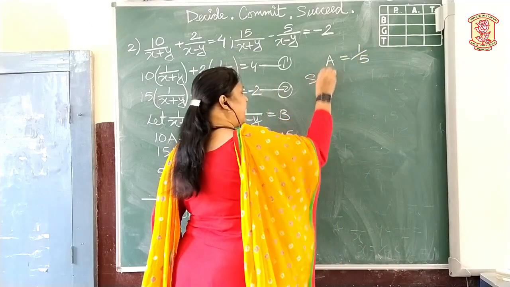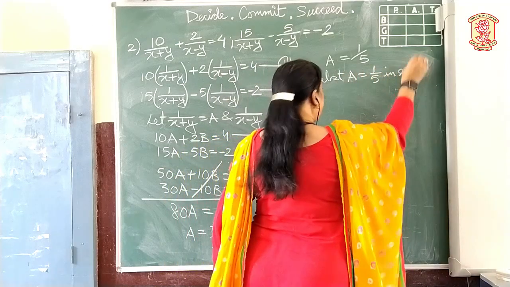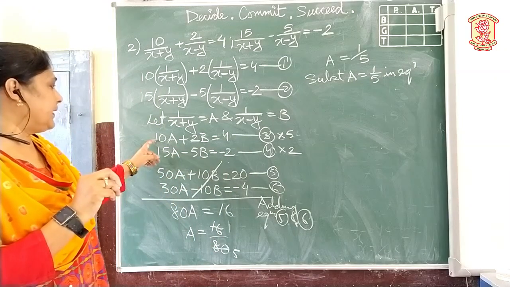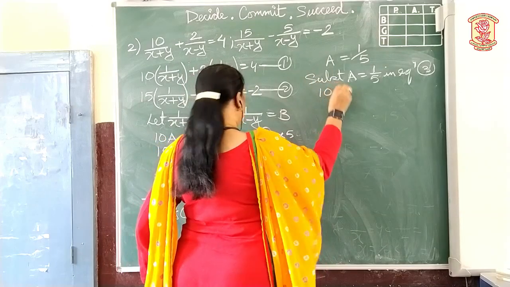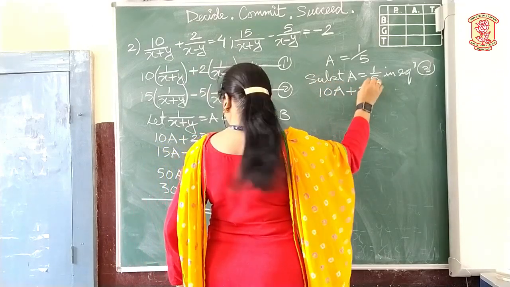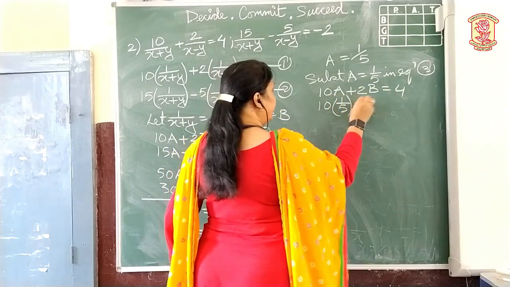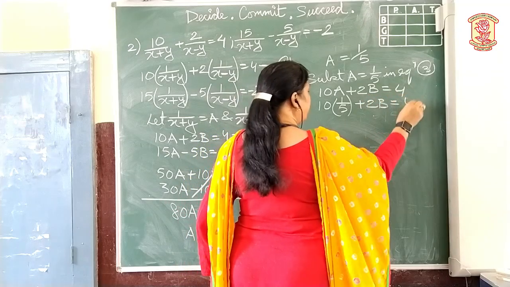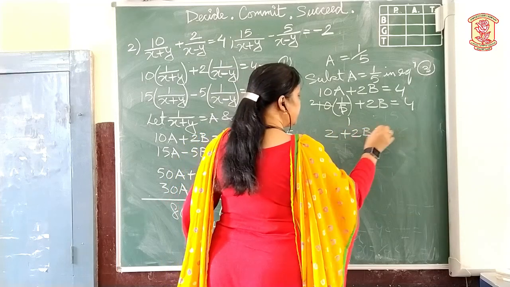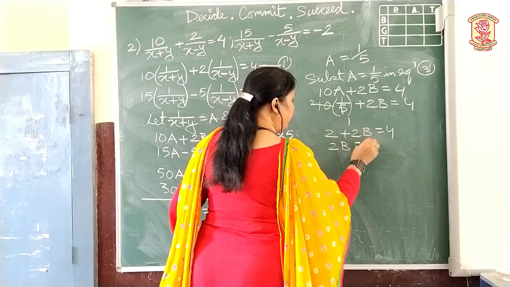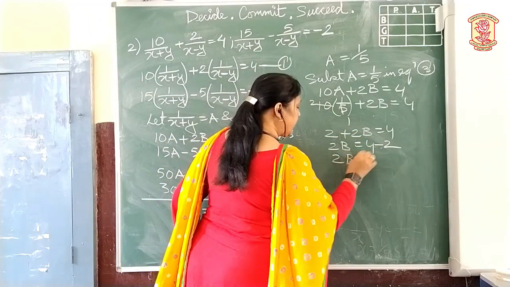We'll substitute the value of a, that is 1 upon 5, in an equation. Now which of these is the simplest? We'll take the third one. So in equation third, that is 10a plus 2b equals 4, we get 10 into 1 upon 5 plus 2b equals 4. 5 ones are 5, 5 twos are 10, so we get 2 plus 2b equals 4. 2b will be 4 plus 2; when it goes on the other side, it's going to be minus 2. So we get 2b equals 2.